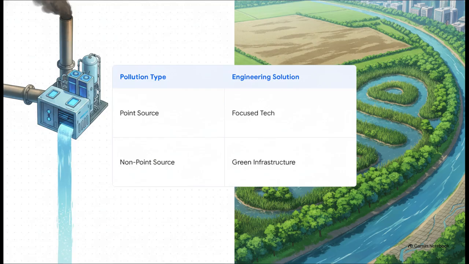Instead, you have to design landscape-scale green infrastructure. You build constructed wetlands to naturally filter the water over large areas. You implement buffer strips along riverbanks. And you design permeable pavements for urban cities to absorb the runoff before it ever even reaches the river.